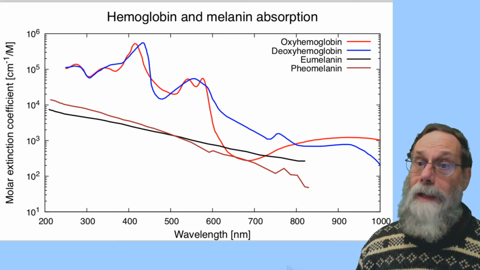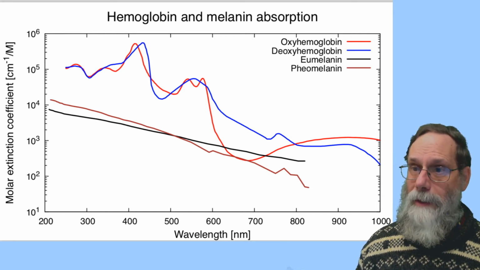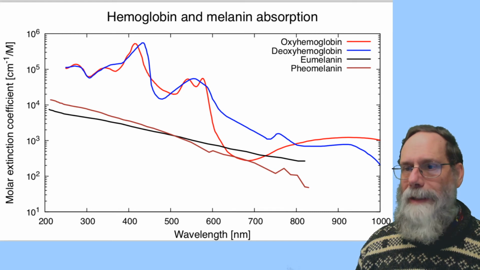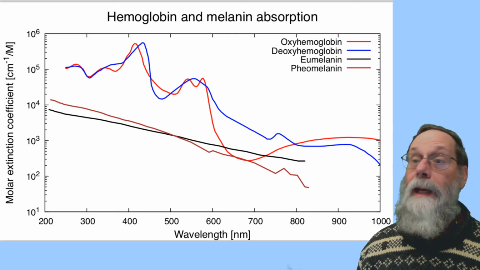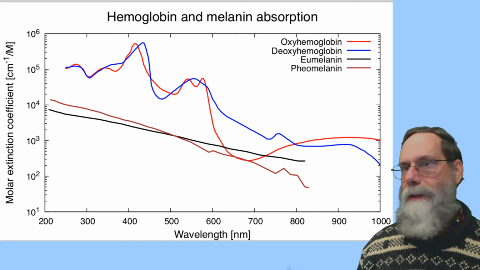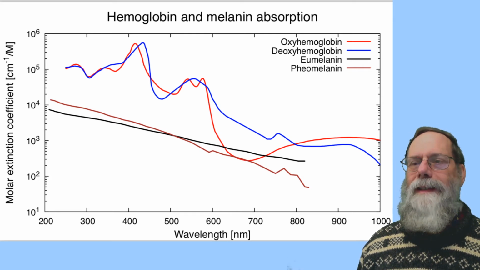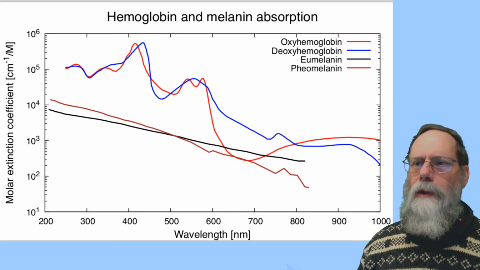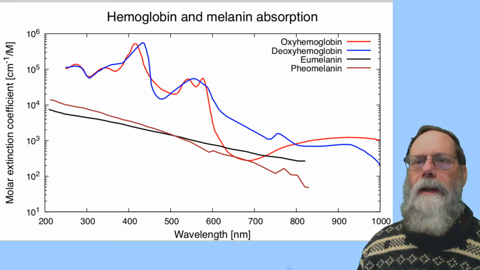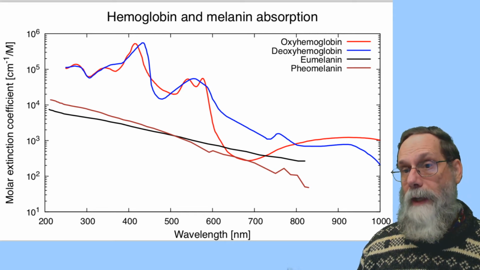Now, I've mentioned melanin a couple times here. I've drawn the curves here for eumelanin and pheomelanin. The actual melanin in skin is a complex polymer involving both eumelanin and pheomelanin, and proteins and all sorts of other stuff. So it's not a very simple thing to measure, but it turns out it's got a fairly smooth curve. It absorbs more at the blue end, which is the short wavelengths here, and less at the red end.